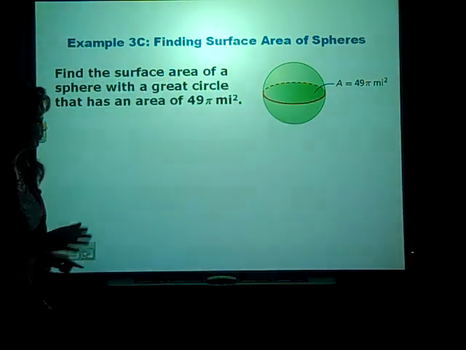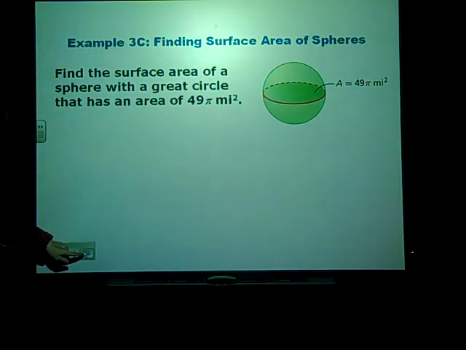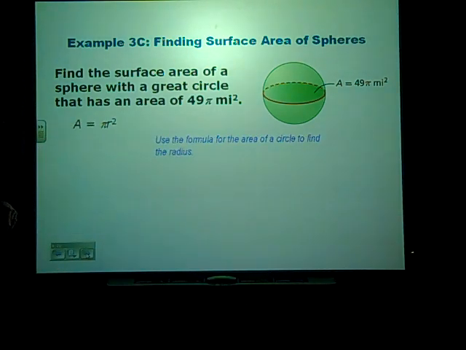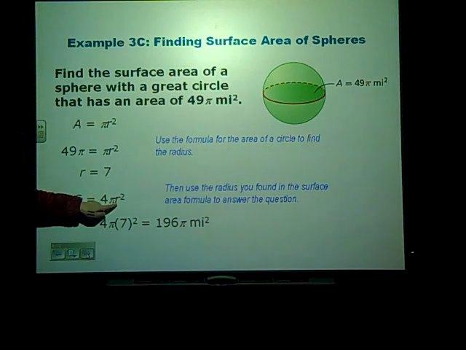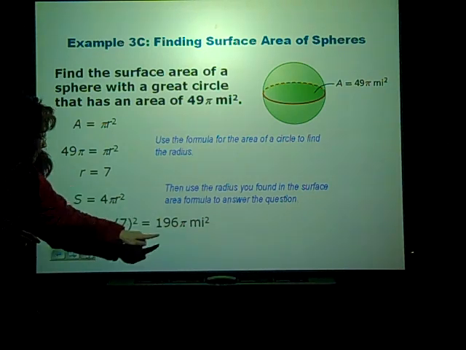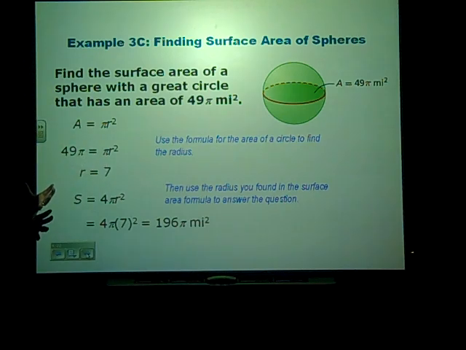So I know that's 49 pi, and that's just a circle area formula. So I start with a circle area formula, because that's what I was given. Plug in my 49 pi, divide by pi, square root my answer, and get the radius is 7. Plug that into my surface area formula. 7 squared is 49 times 4, 196 pi. And this is square miles for that area, so I've got square miles for my surface area also.